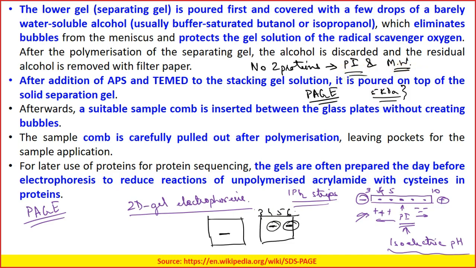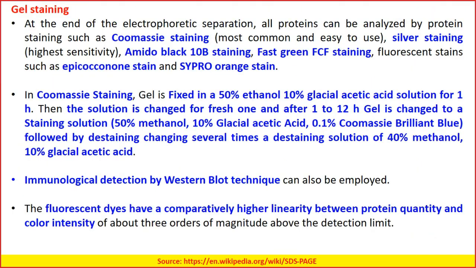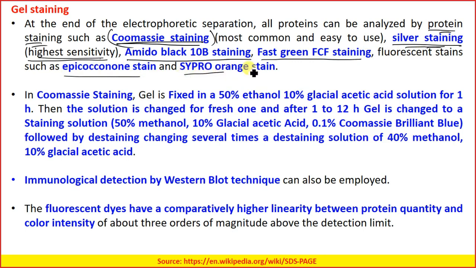So with this I complete this gel electrophoresis. Another is gel staining. Coomassie staining is used. Other staining includes silver staining. Here I am talking about protein staining. In protein staining you have Coomassie staining, which is used. Others include silver staining, which has the highest sensitivity but is a bit costly, and hence Coomassie staining is most commonly used. Then we have amido black 10B staining, fast green FCF staining. Then we can have fluorescent stains like Epicocconone stain, SYPRO Orange stain.